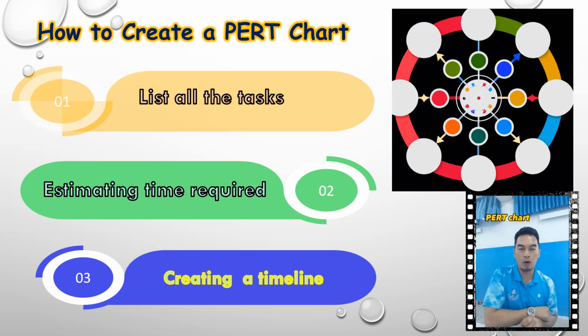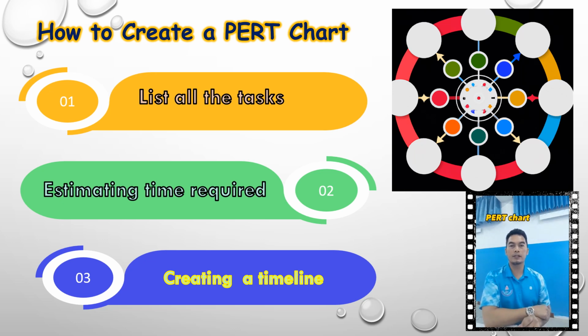So for example, listing all the tasks. So ipabutang gyud nato tanang importanteng buhaton. And number two, estimating the time required, like for example, 2 days or 2 weeks. And then we will create a timeline. So we will do the whole project, like for example, let's say 2 months or let's say 6 months. Okay, so that is how to create a Program Evaluation Review Technique chart.